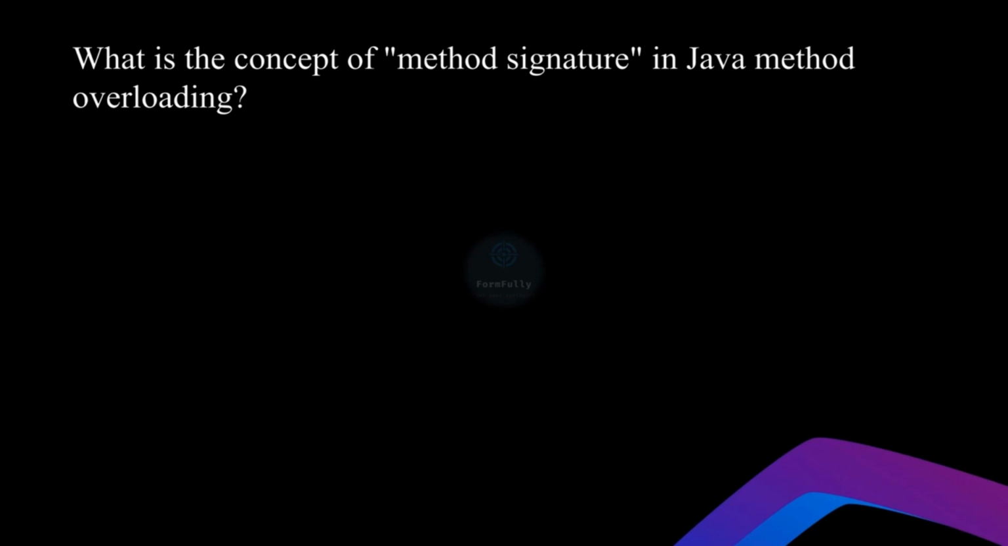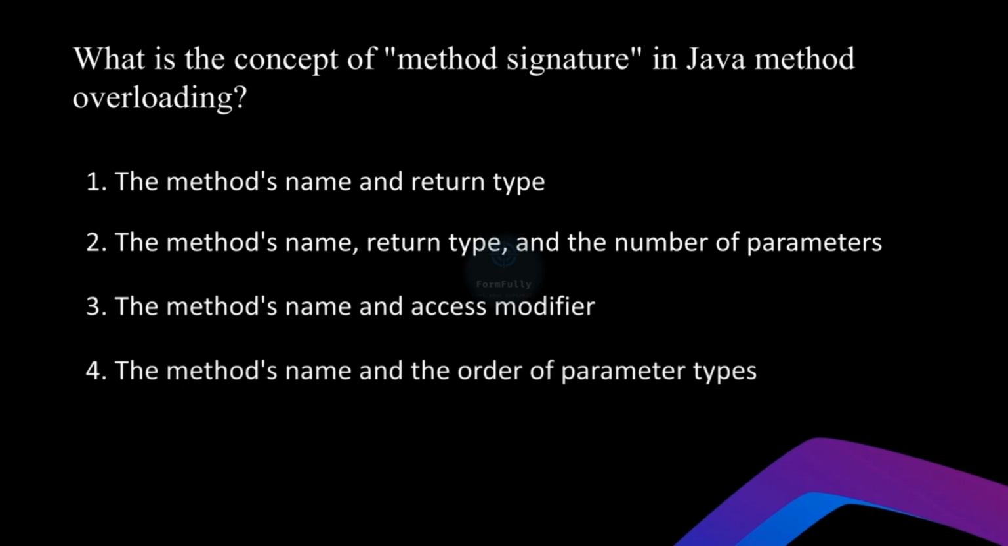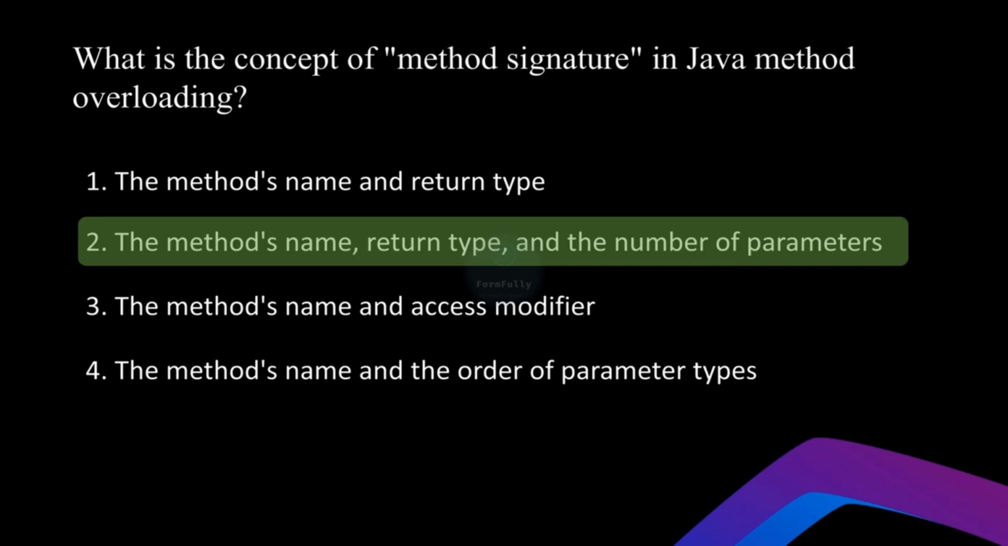Next question. What is the concept of method signature in Java method overloading? The method's name and return type, the method name, return type and the number of parameters, the method name and access modifier, the method name and the order of parameter types. The method signature in Java includes the method name and the number and types of its parameters. Method overloading is based on differences in the method signature.